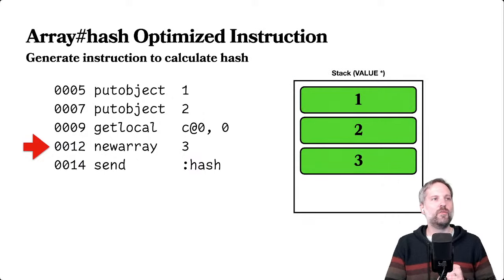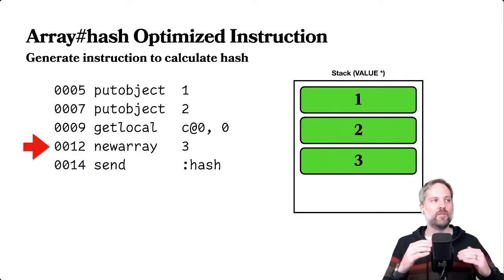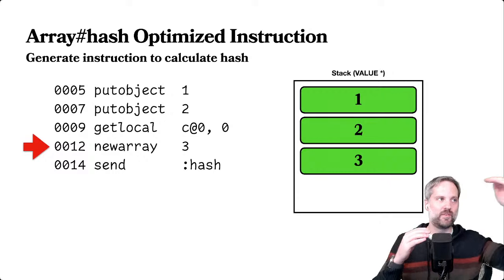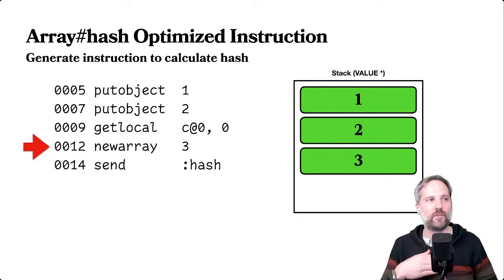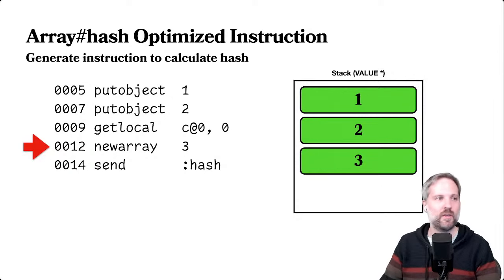So what we do is we introduce an optimization pass that detects this particular pattern, where we're pushing some number of values onto the stack, calling new array, and then immediately calling hash. Instead of calling new array and then hash, why don't we emit a specialized instruction that calculates the hash? And that's exactly what we did a few months ago.